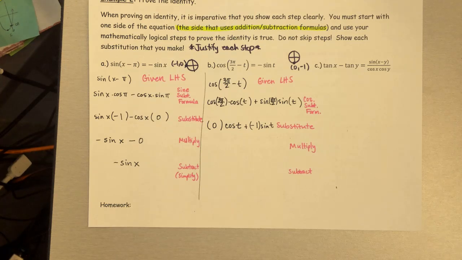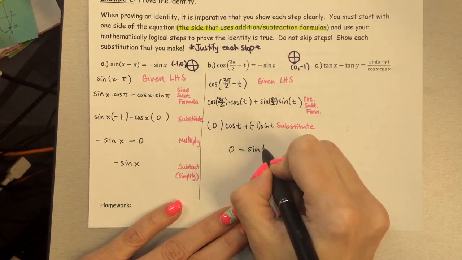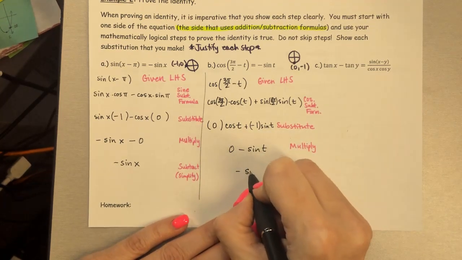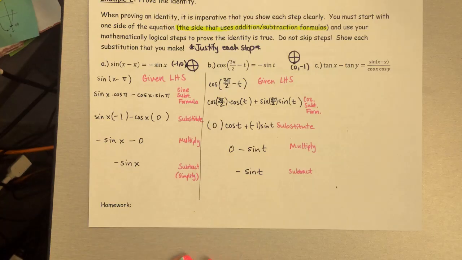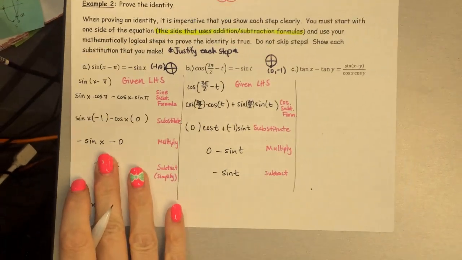All right, so then you should have got 0 minus the sine of t, and then when you subtract, it's just the negative sine of t. All right, any questions for me on those?